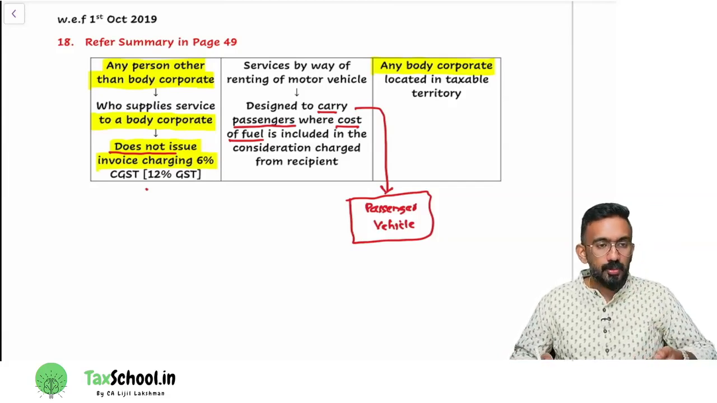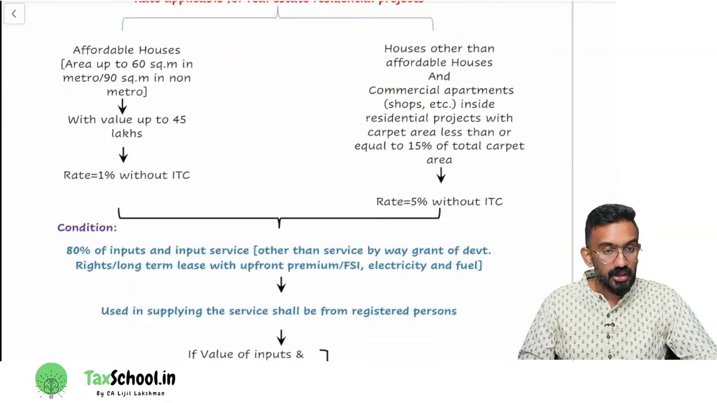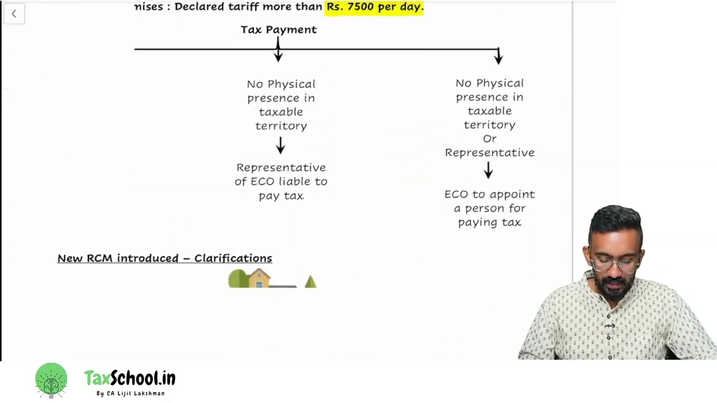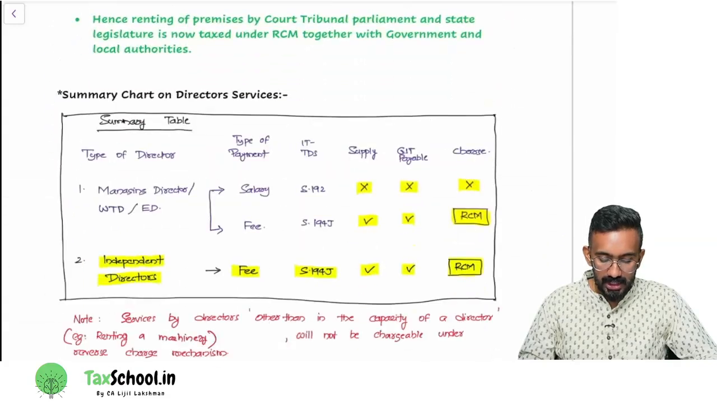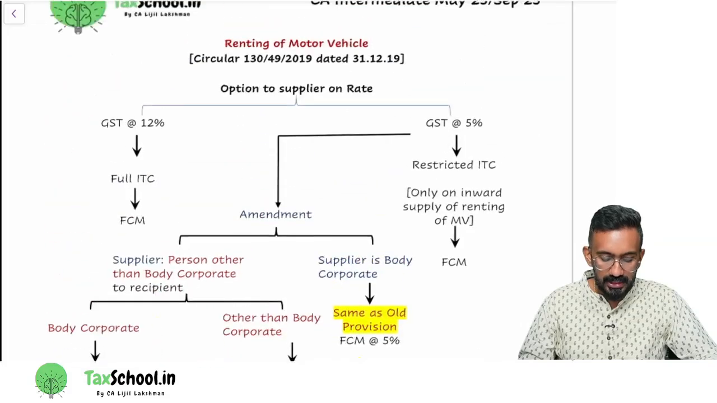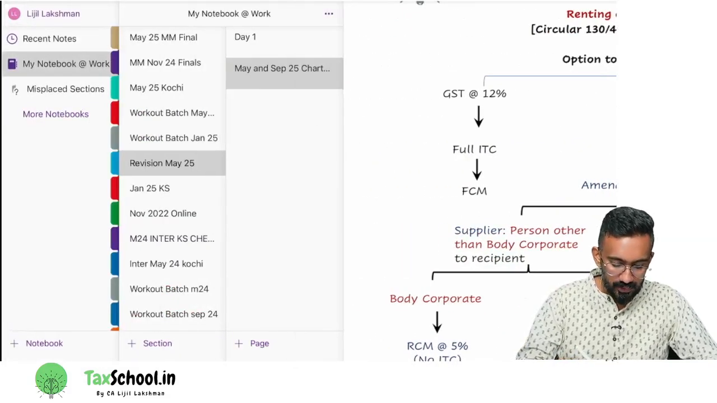So they said the body corporate will end up paying taxes. But similar to the renting of immovable property, for this also we should understand it through a chart. So if you have my chart book, you should refer to the charts under page number 49. If you don't have this book with you, then I will show you a chart that you can take a photo of.